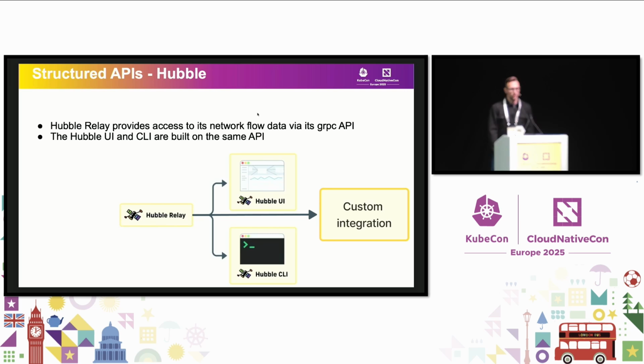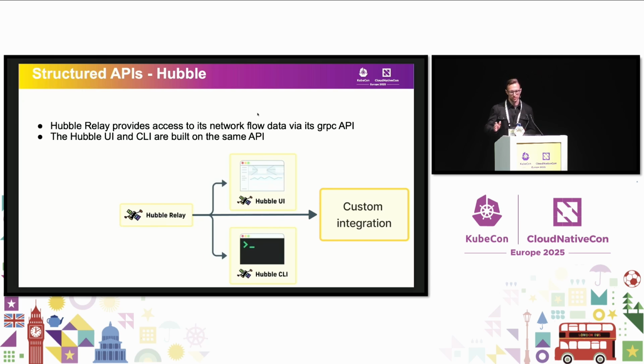Moving on to the next property, structured APIs. Looking into Hubble a little bit more, Hubble contains this component called Hubble Relay, which provides access to its network flow data and exposes it over a gRPC API. The Hubble UI and Hubble CLI are built on these components, so they basically dog food this interface, but it's also exposed if you need to power some other custom integration. Maybe with the Hubble UI you don't want a service map but something different, and the Hubble CLI isn't the right interface. You can build on top of this high-level interface easily.